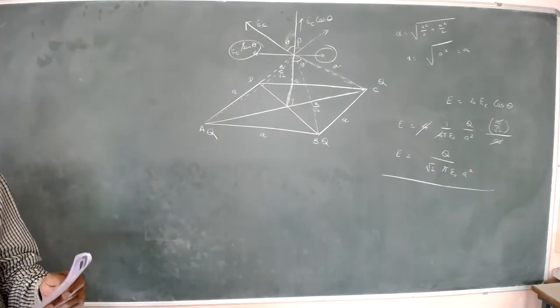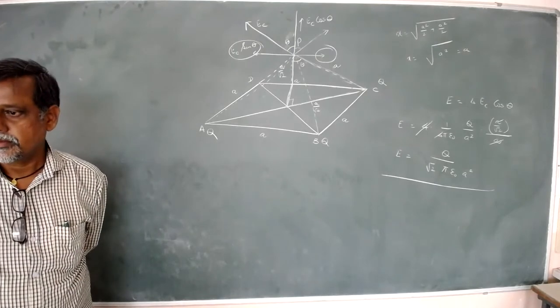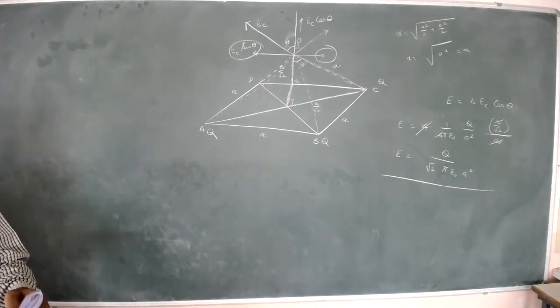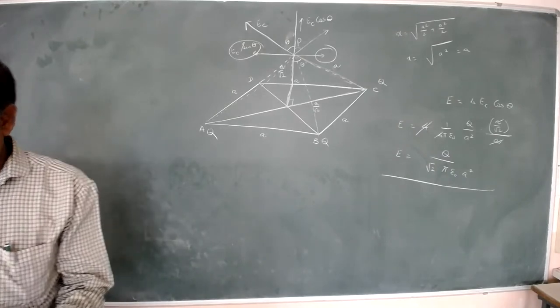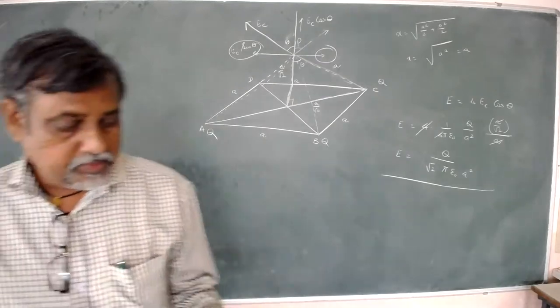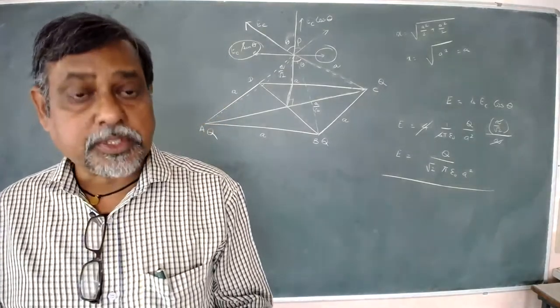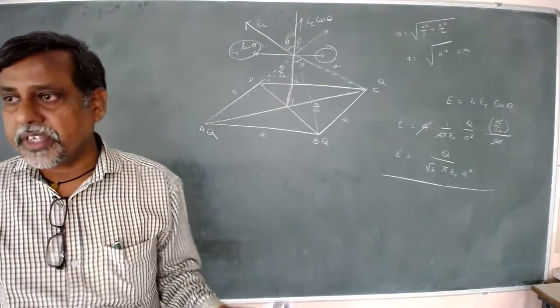Yes, next problem, problem number 98. I am just reading out: the electric field at a distance r from an infinite line of charge having the linear charge density lambda is. Of course, this you need not work out. Gauss law first application we have taken. Even by using Coulomb's inverse square law we can find this. So directly there's a formula. Can you guess which option it could be? Option A, lambda by 2 pi epsilon naught r. Gauss law's first application is that only.